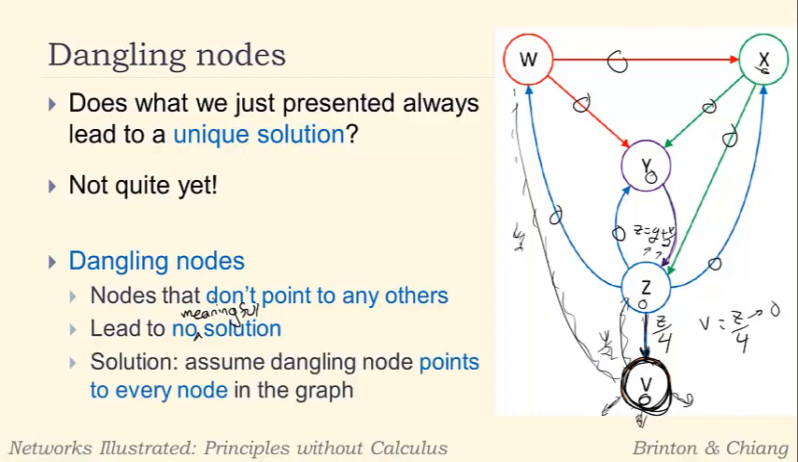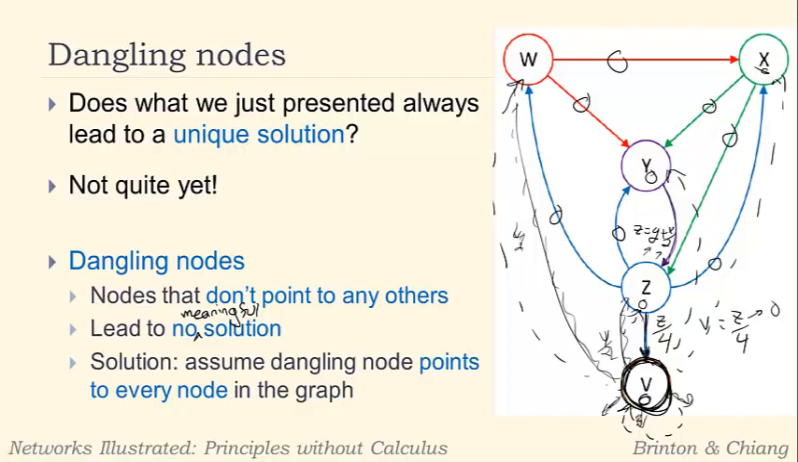So the way that we solve the problem of dangling nodes is that we assume that the dangling node points to every other node in the graph. So basically what we say is that we assume V has a link to W, we assume V has a link to Z, we assume V has a link to X, we assume V has a link to Y, and we also assume that V has a link to itself. So it has a hyperlink in there that points back to its own page.